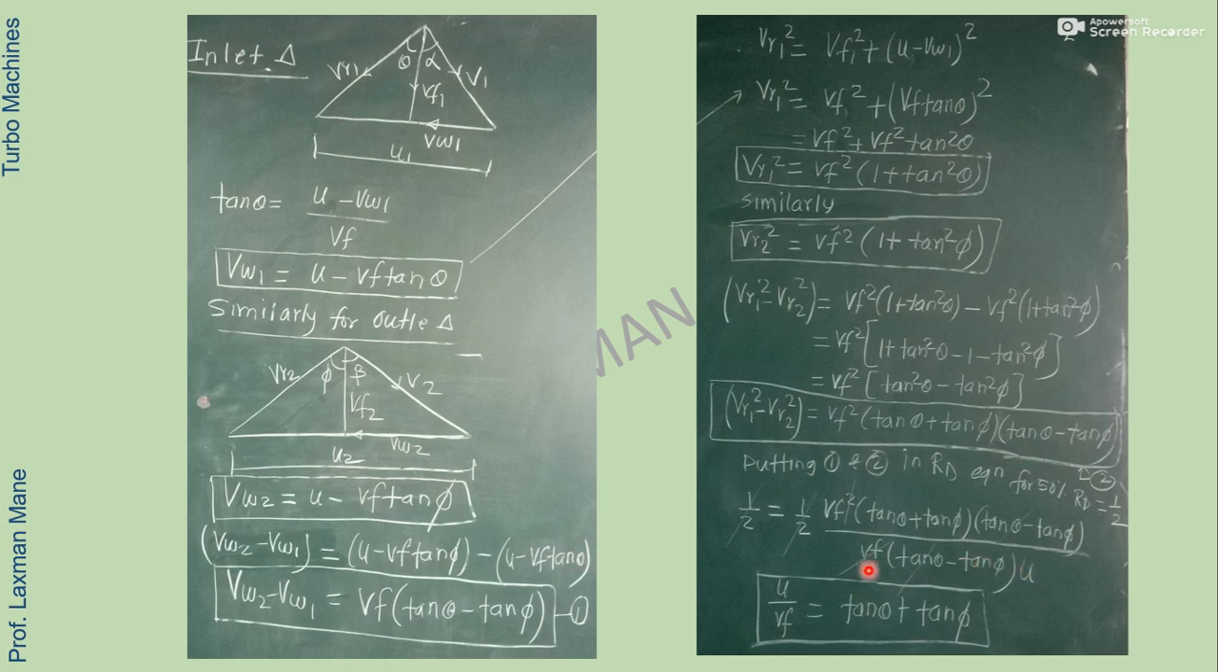Here the v up with square, and this tan theta minus tan phi bracket from numerator and denominator get cancelled. So what remains is u by v up is equal to tan theta plus tan phi.